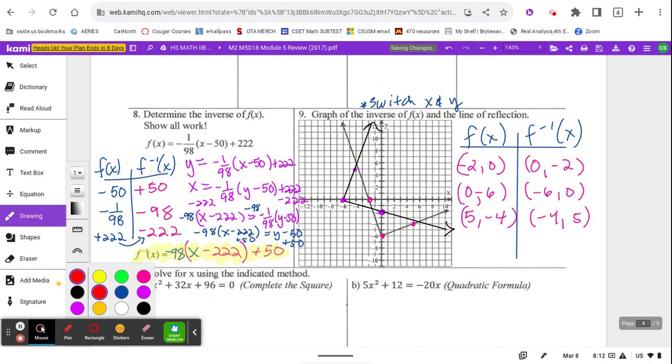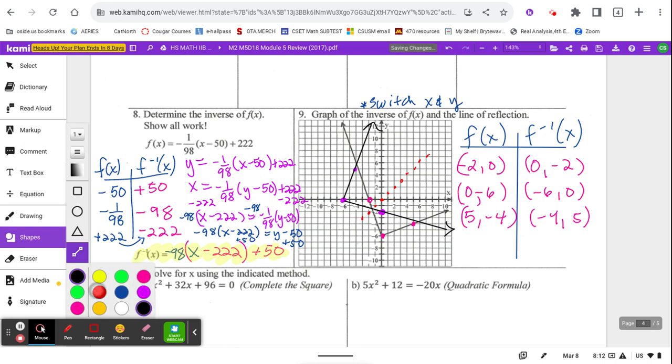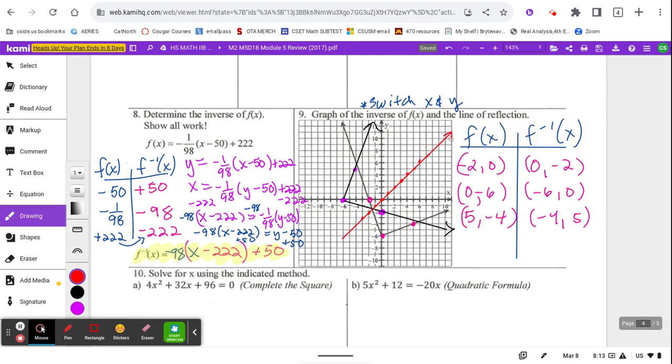Now, what's the last thing we need on our graph for full credit? You need that line of reflection drawn in through 0, 0, 1, 1, negative 1, 1, etc. And so don't forget to put that line of reflection straight through the middle and to label all your parts. So I'm going to call this the line of reflection through y equals x.